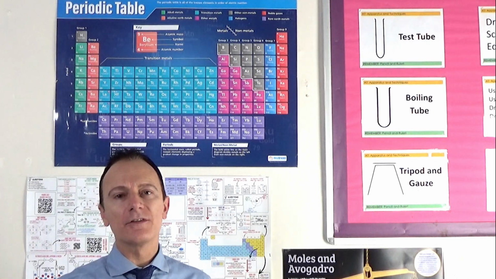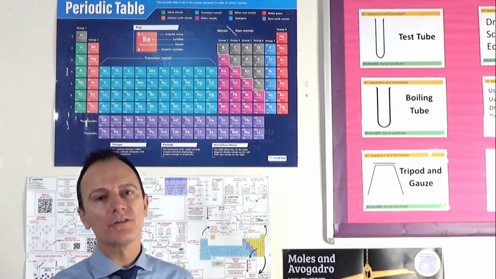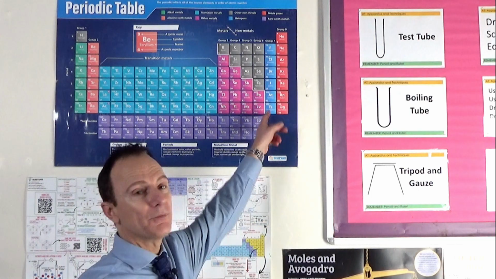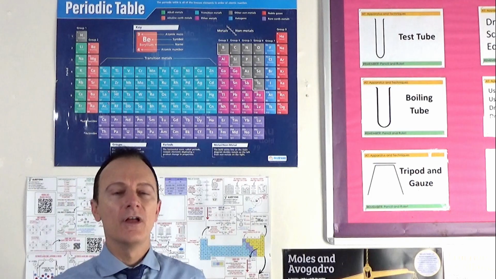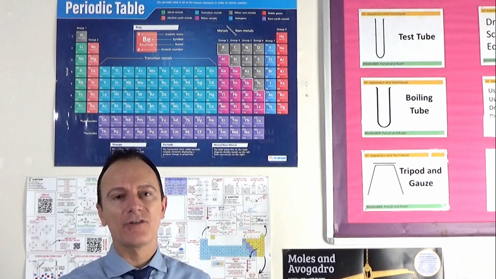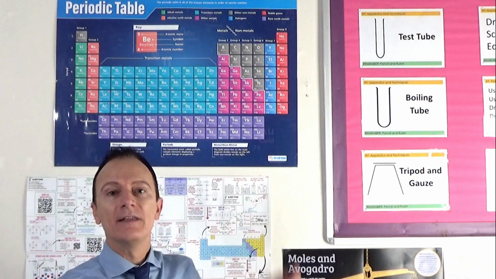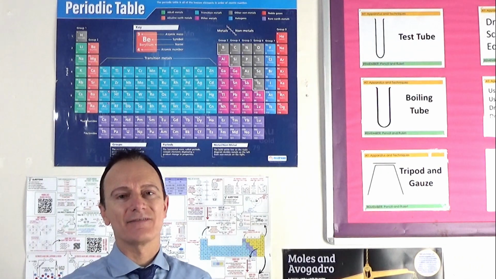In this video, I'm going to be looking at the displacement reactions of the halogens found in group 7 of the periodic table. And we're looking at the displacement reactions to try and work out the reactivity trend. So as you go down the group, do they get more or less reactive?